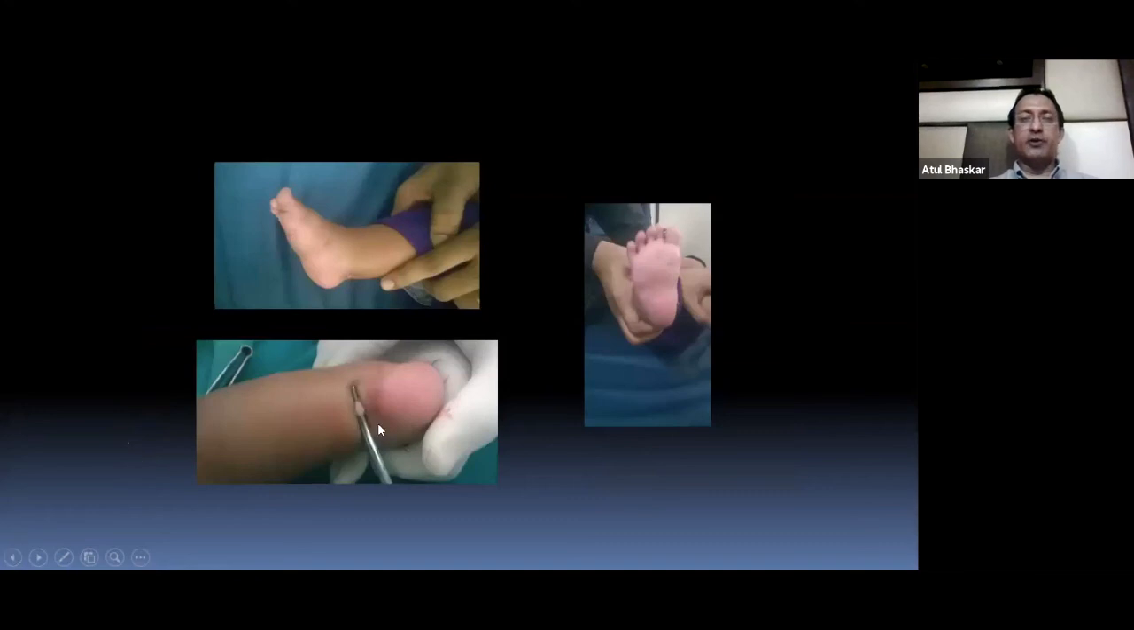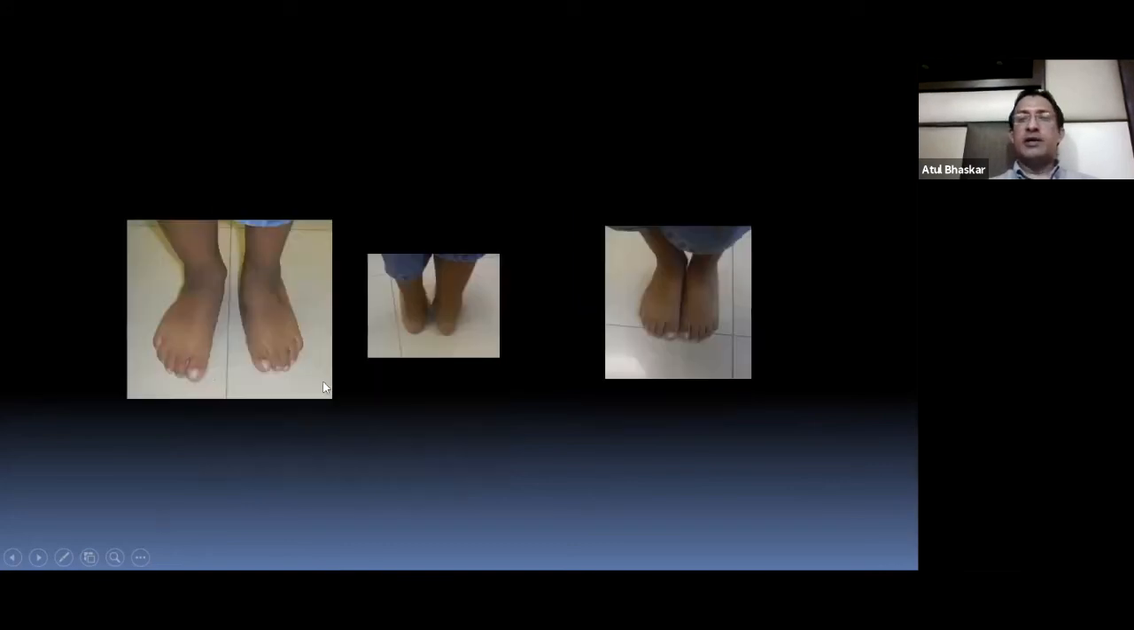So this is a technique of tenotomy. You can see the tendon, and you cut it through and through. And this is how the child should appear at follow-up.